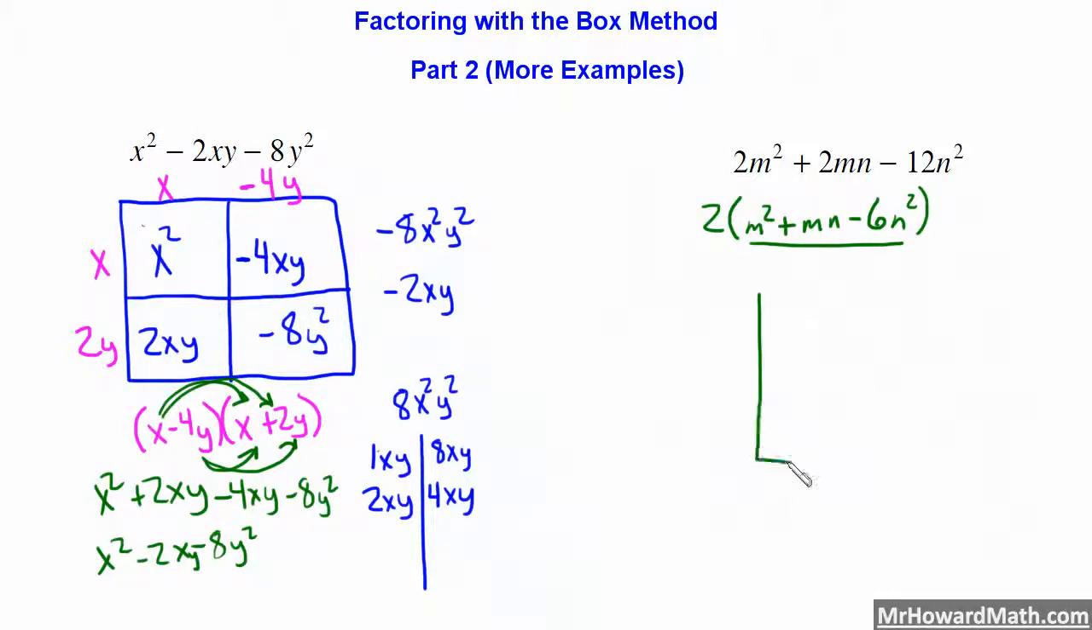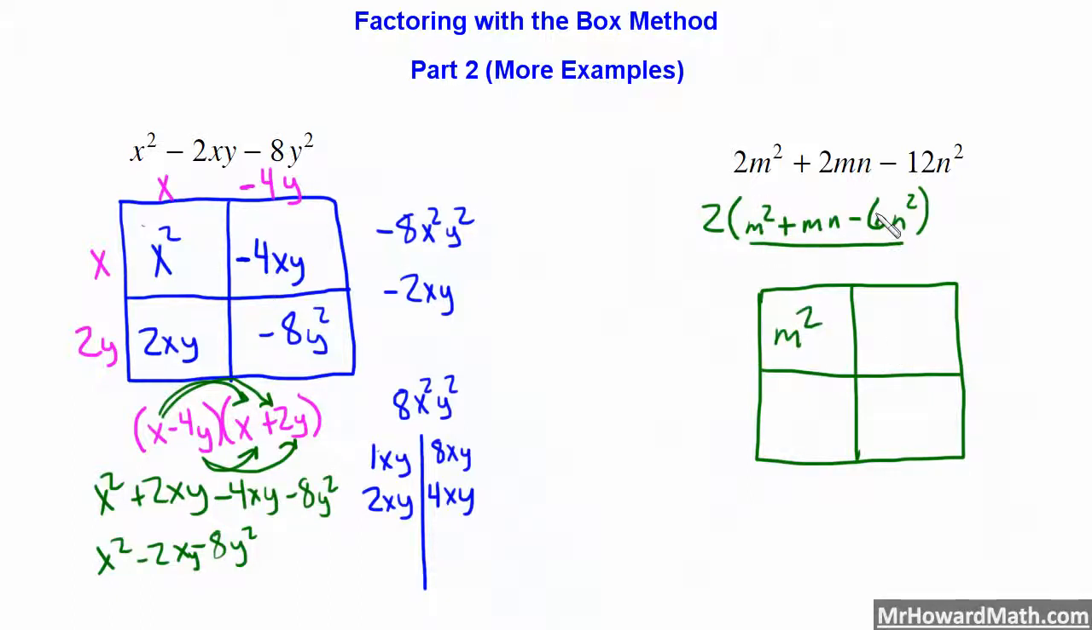So let's draw our box. Make sure to remember to put that 2 in at the very end. We've got to make sure and remember that. Let's draw our box here. First term, right here in this box. Last term, right here in this box. Now we take the product, multiply these two, and we get a negative 6m squared n squared. And then our sum needs to be this mn right here. So we want a sum of mn.